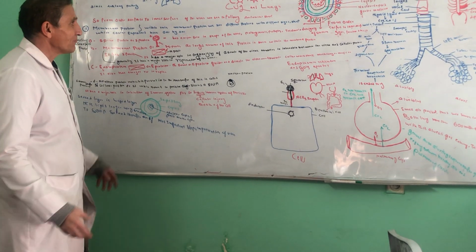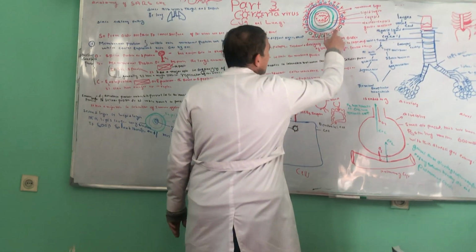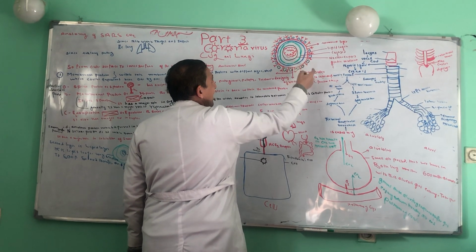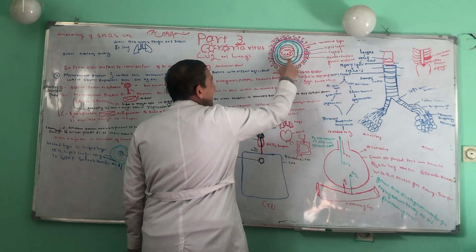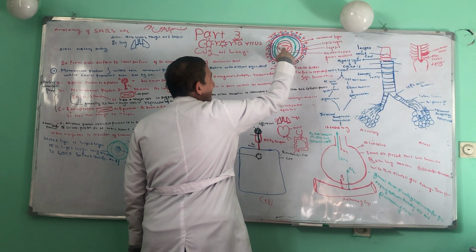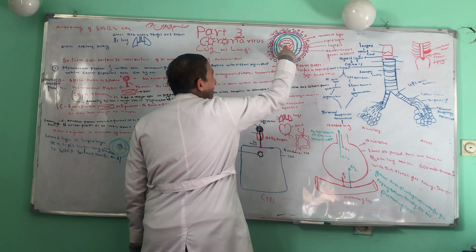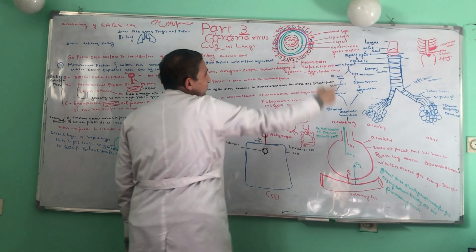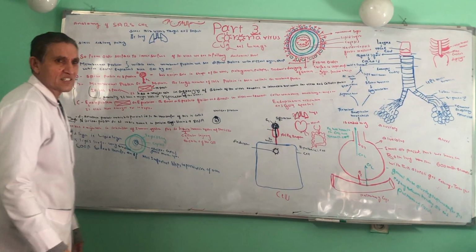So this was the membranal protein, and this was the lipid layer, and this was the capsid, and another one is the nucleocapsid. Within this nucleocapsid, we have genetic material which inhibits the immune system and leads to cellular injury and finally death of the cells. This was about the anatomy of SARS-CoV-2.